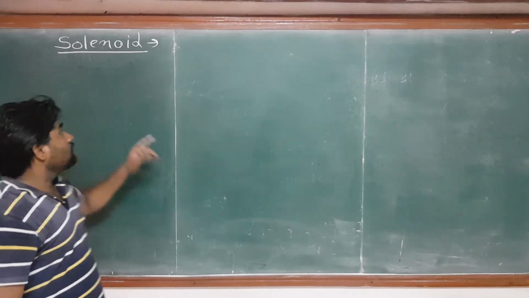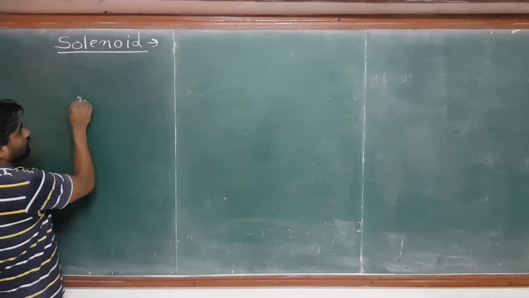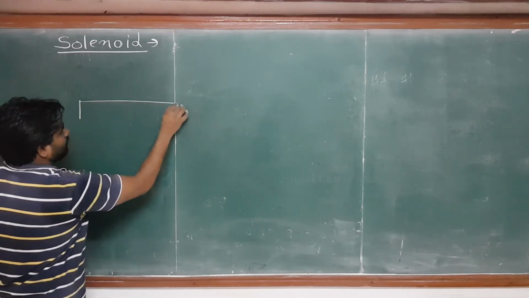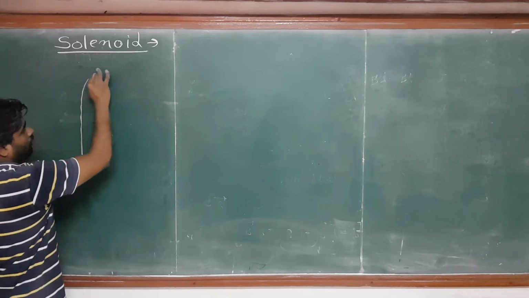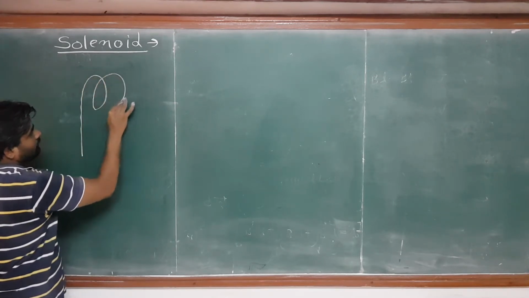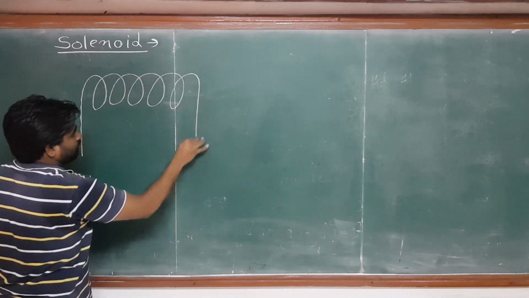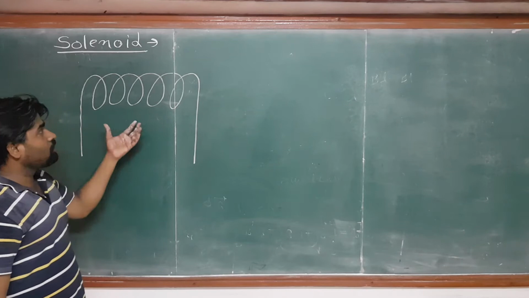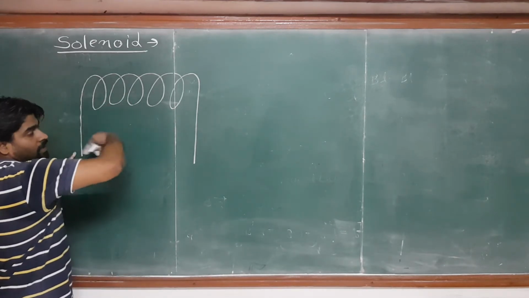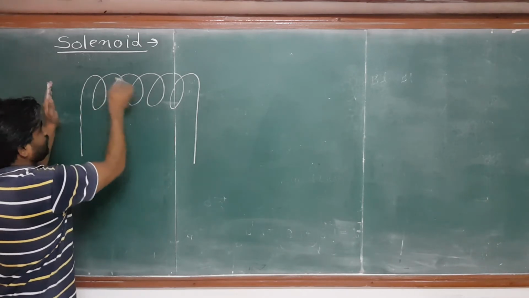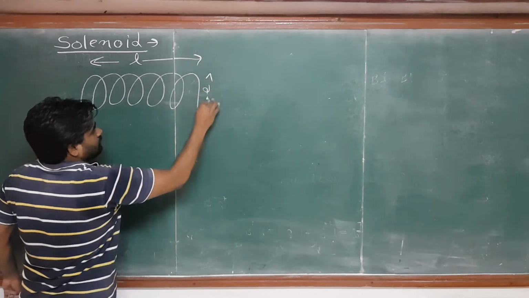Now our next topic is the solenoid. A solenoid is a structure in which we take a long current carrying conductor in helical form with number of turns n per unit length. So this is your solenoid's diagram. I have taken the long wire and made it in a helical form. So its length increases and this is called its diameter.